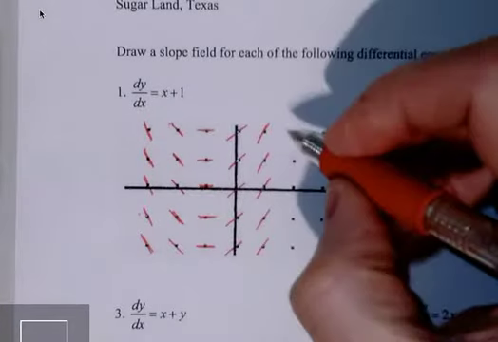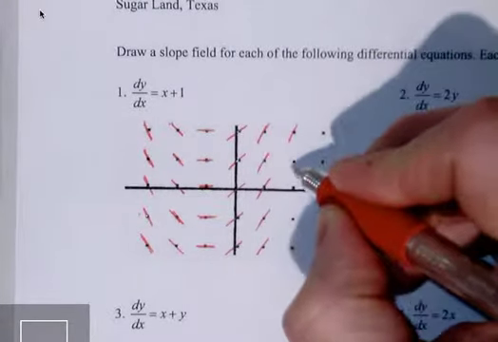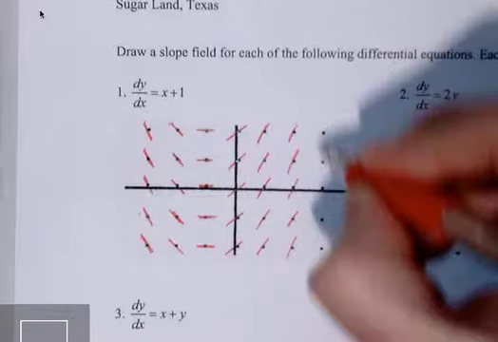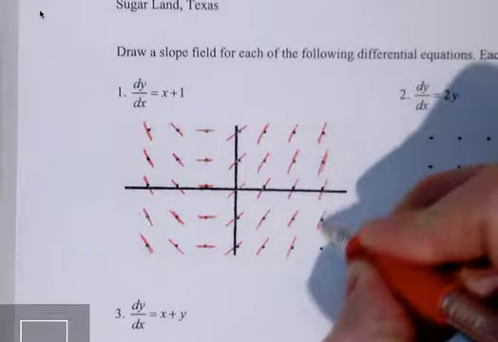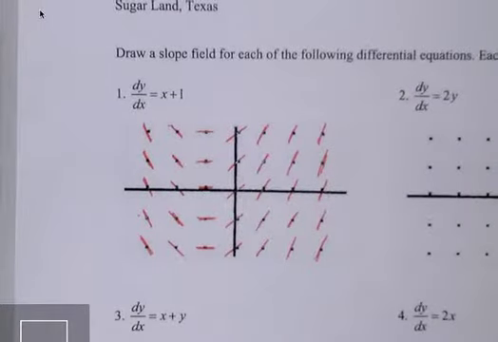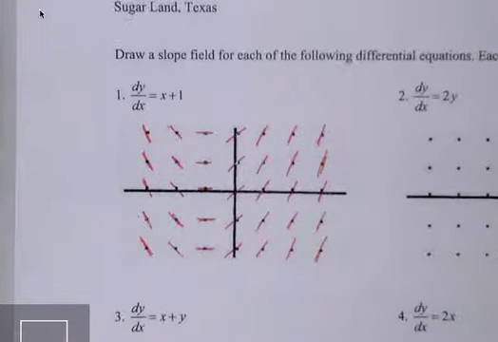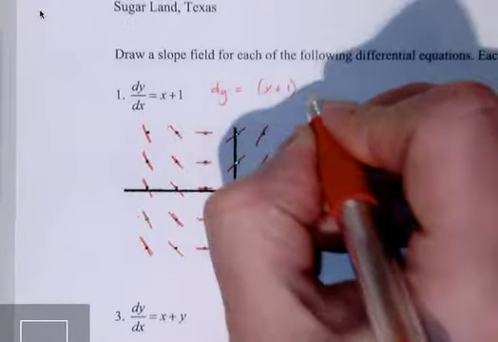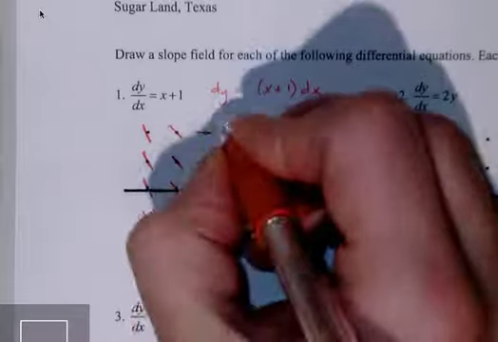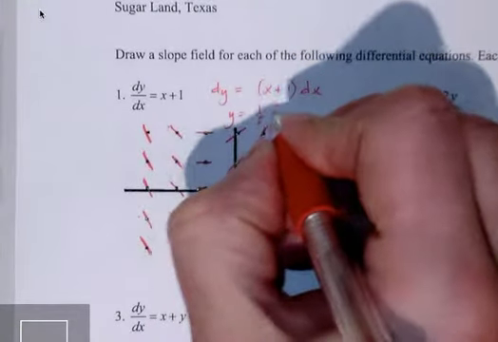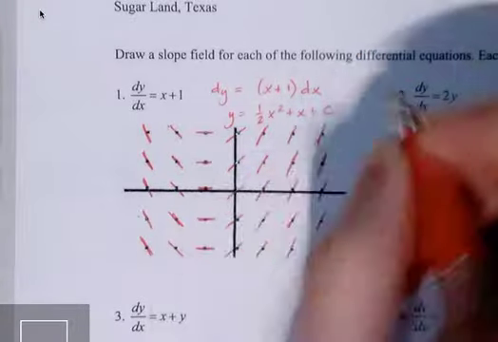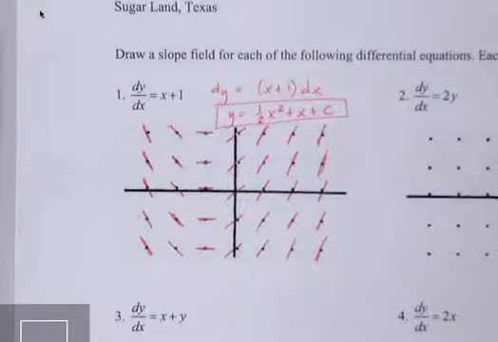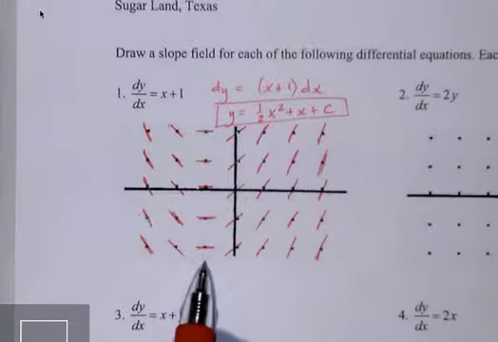And I could continue to go up here. This is going to be slopes of 3, and slopes of 4. That should be what the slope field for that particular differential equation looks like. Of course, like I said, I happen to know that if you were to separate it, you could anti-differentiate both sides, and you're going to get something like this as what's called the general solution to the differential equation. And of course, that's pretty much what that looks like right there.